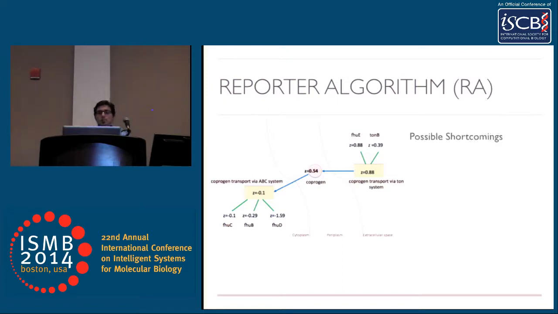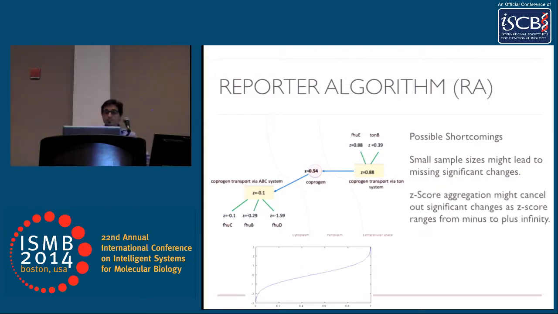So there are some possible shortcomings with this method. The first is small sample sizes might lead to missing some significant changes. So for instance, in this case, I had a handful of cases and maybe a handful of controls for this data set. So using statistical tests might lead to missing some changes. And the second is z-score aggregation might cancel out some significant changes.